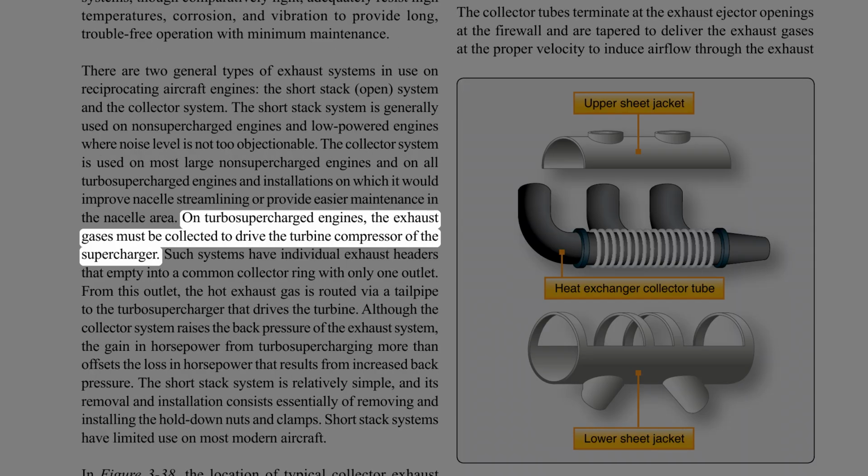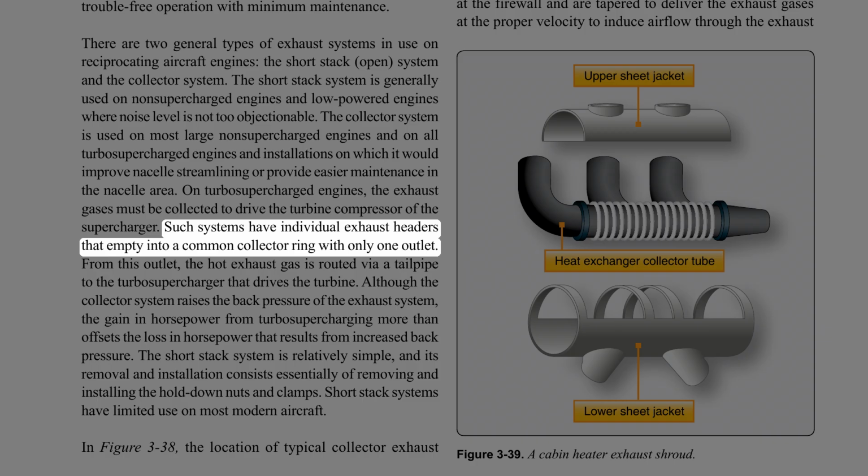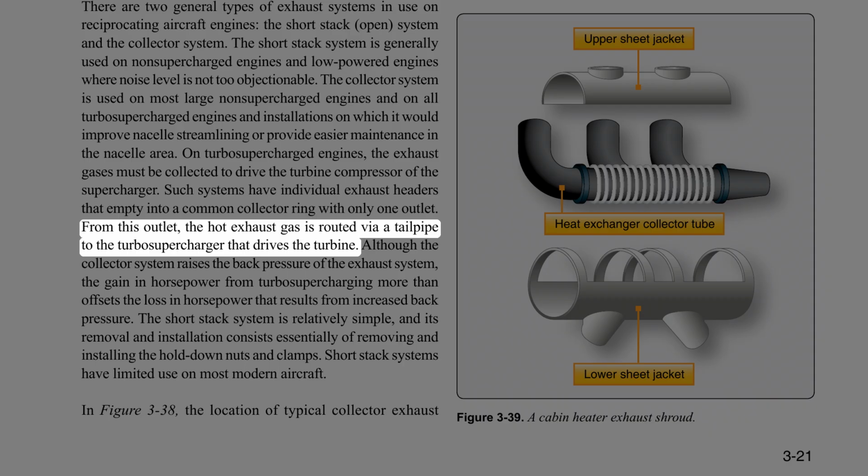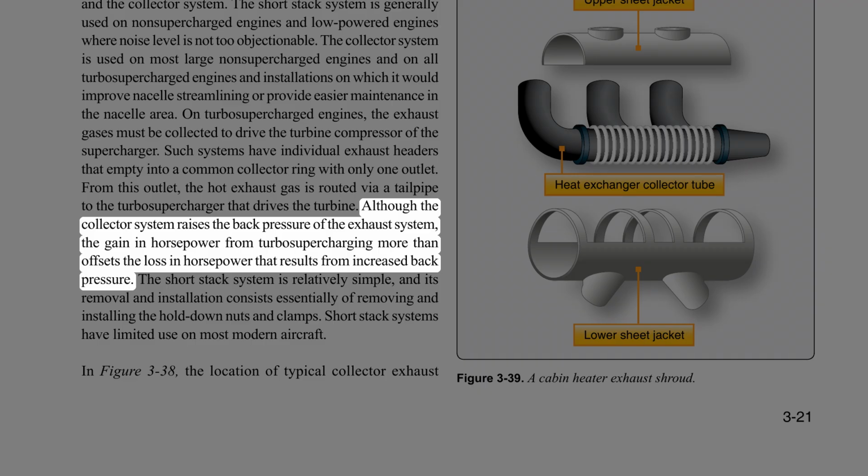On turbo-supercharged engines, the exhaust gases must be collected to drive the turbine compressor of the supercharger. Such systems have individual exhaust headers that empty into a common collector ring with only one outlet. From this outlet, the hot exhaust gas is routed via a tailpipe to the turbosupercharger that drives the turbine. Although the collector system raises the back pressure of the exhaust system, the gain in horsepower from turbosupercharging more than offsets the loss in horsepower that results from increased back pressure.